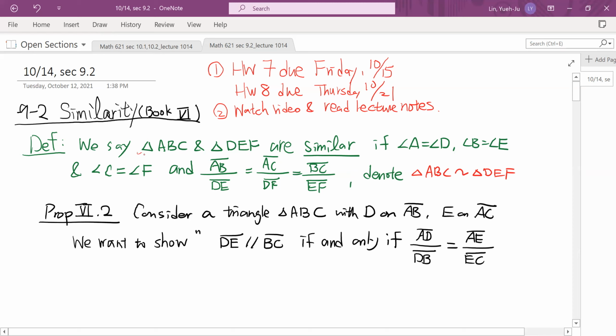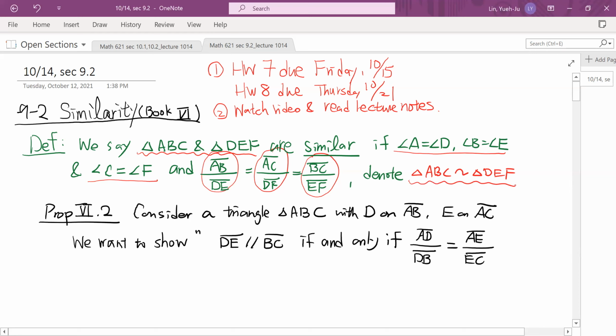First of all, let's recall the definition of two triangles being similar. We say that two triangles ABC and DEF are similar if, first, they are equiangular, meaning their angles are correspondingly equal: A equals D, B equals E, and C equals F. But this is not congruence anymore. We don't have the exact same sides, but rather the sides are in proportion. AB divided by DE equals AC divided by DF, and BC divided by EF. We use the notation ABC tilde DEF to mean similar triangles.